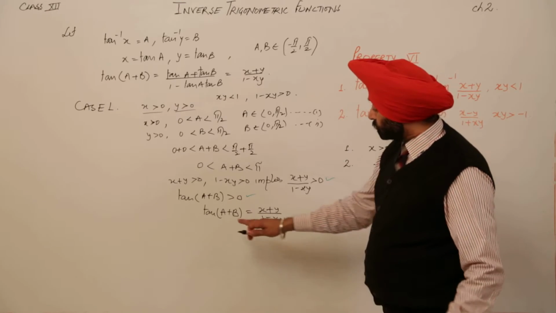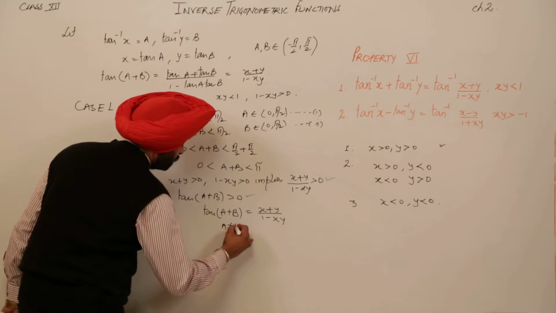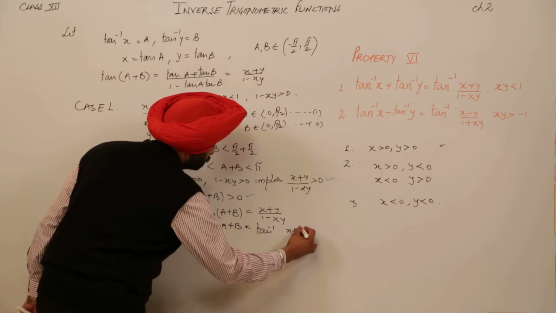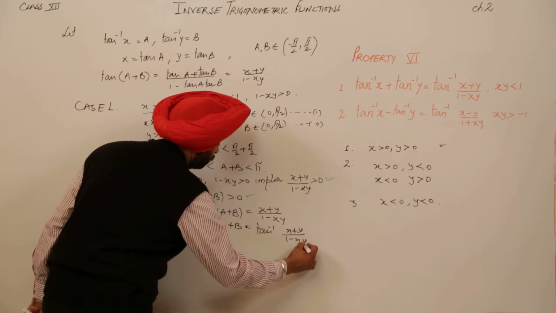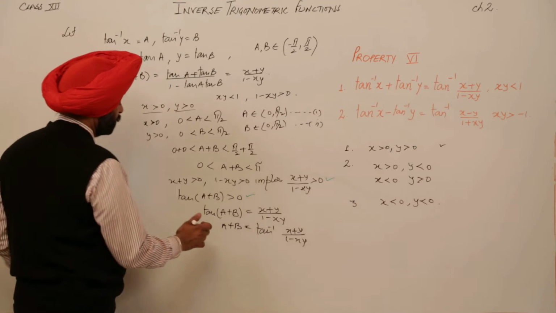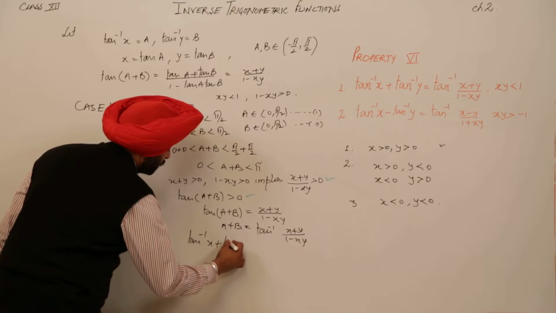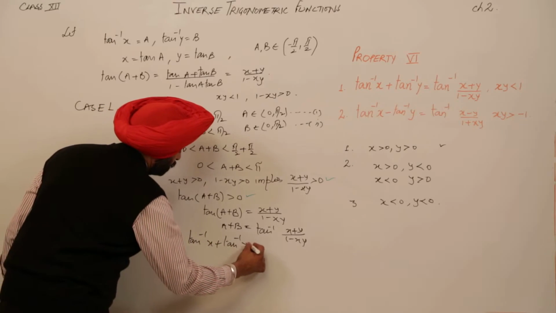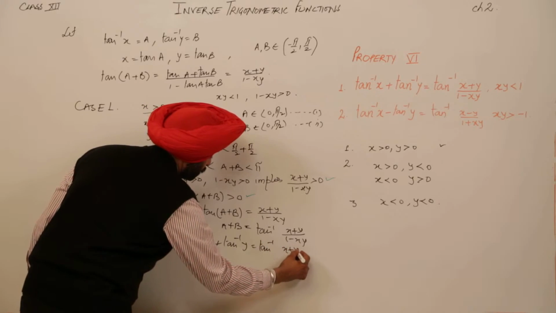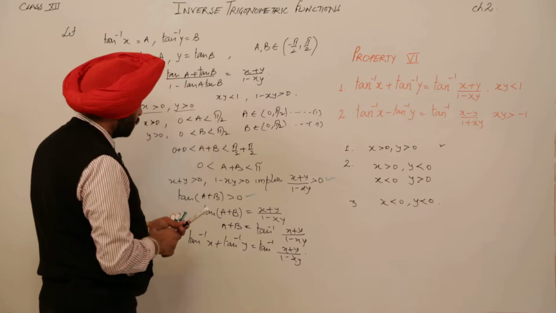Now what is a plus b? Here a plus b is equal to tan inverse of (x plus y) upon (1 minus xy). And what is a? A is tan inverse x. What is b? It is tan inverse y. So tan inverse x plus tan inverse y is equal to tan inverse of (x plus y) upon (1 minus xy). So this is the result.